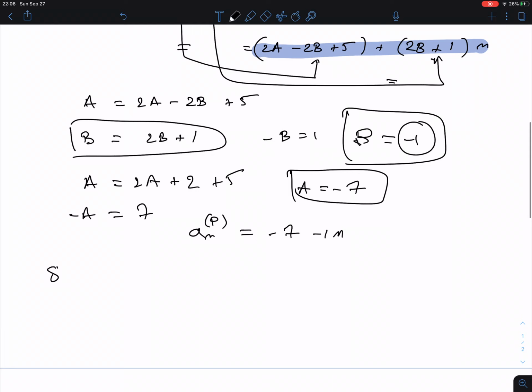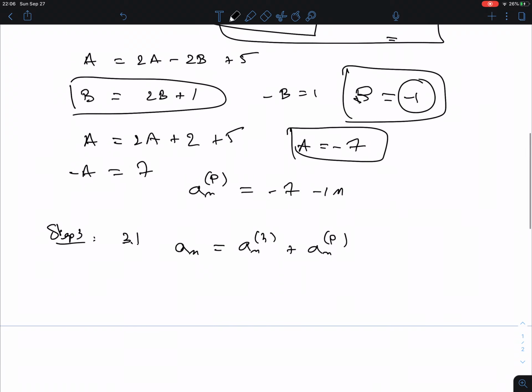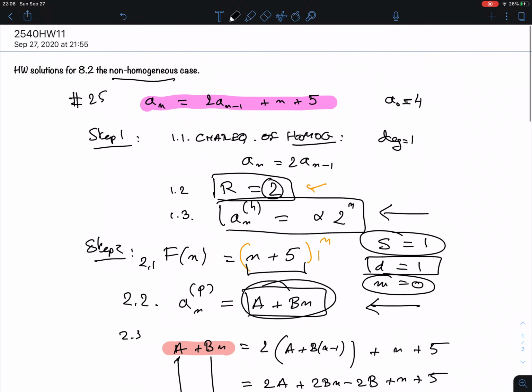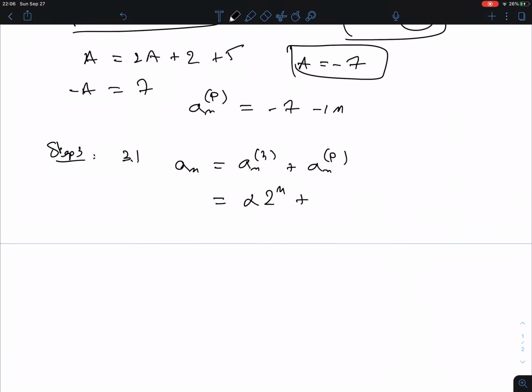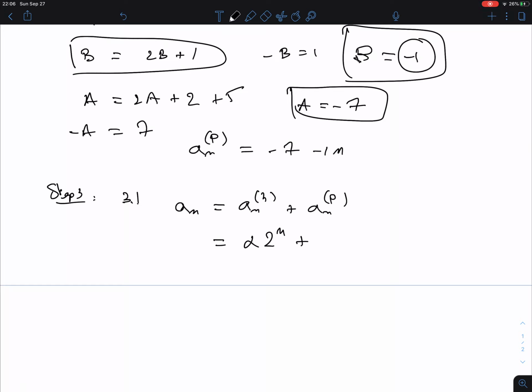And now comes step 3, where we put things together. So step 3.1 is the actual solution. An is now the homogeneous general solution plus this one particular solution that we found. The homogeneous one was alpha to the n, plus, the alpha is still undetermined, luckily, because we're going to have to make sure that we have satisfied the initial condition. We need some leeway to do that, right? But this particular one is done. That is, minus 7 minus n.